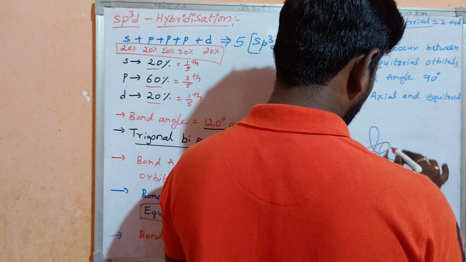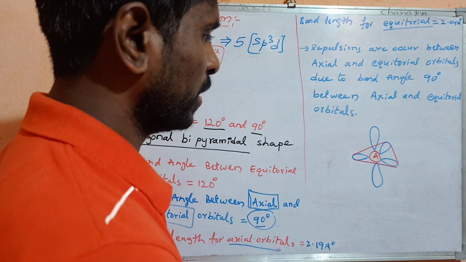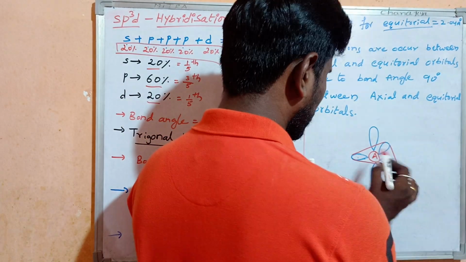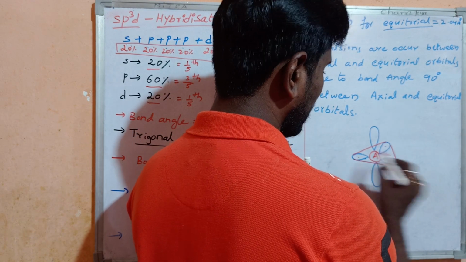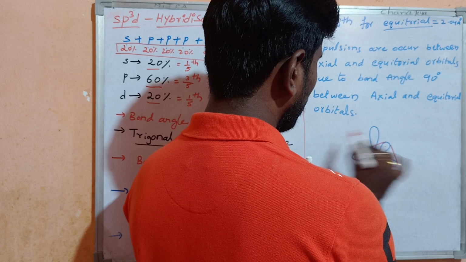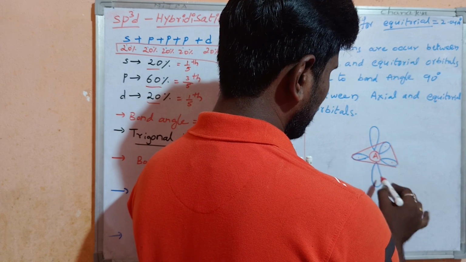These are called equatorial orbitals. This is also equatorial, this is also equatorial, this is also equatorial. These all are in the same plane. These all are equatorial orbitals, all in the same plane.